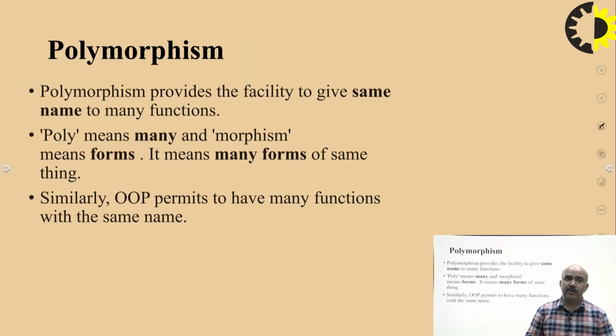Another is polymorphism. Polymorphism provides the facility to give the same name to many functions. Poly means many and morphism means forms. It means many forms of the same thing. Similarly, the language permits many functions with the same name but with different parameters. We can have no parameters, one parameter, two parameters, or more than two parameters.